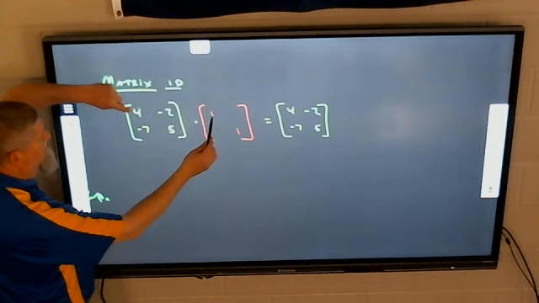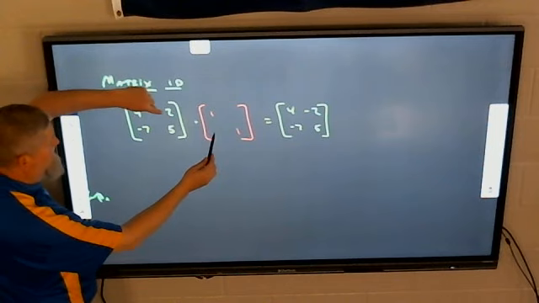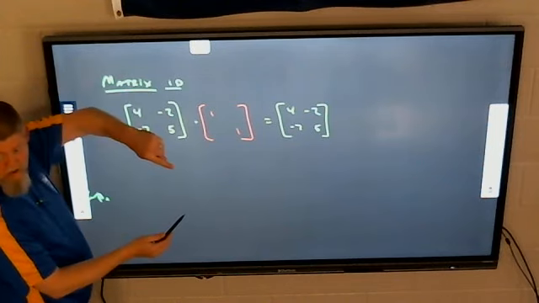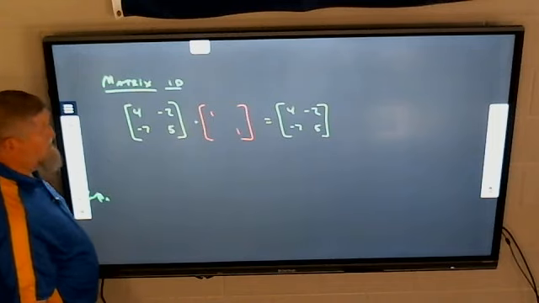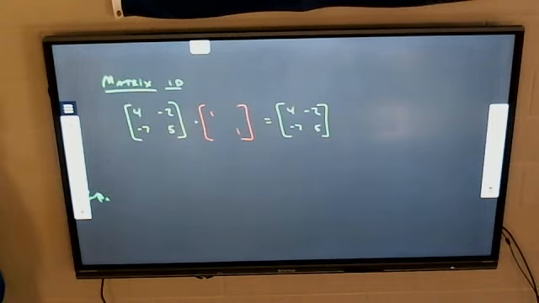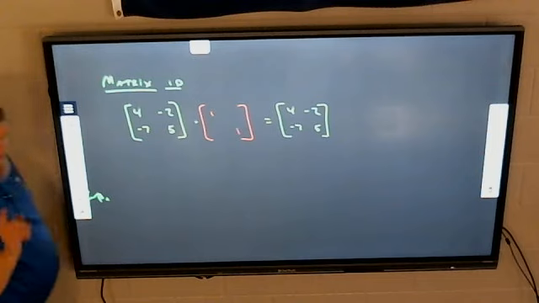Wait, can you explain that again? You did 4 times 1 plus negative 2 times whatever value is here. Oh, is it the opposite value of each number? So instead of 4, it'd be negative 4. Okay, so let's think about this.